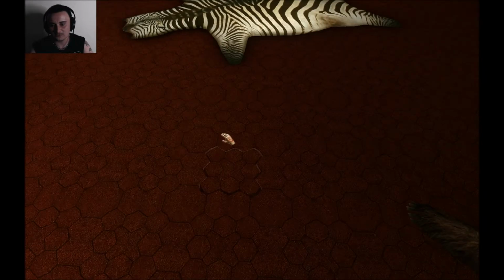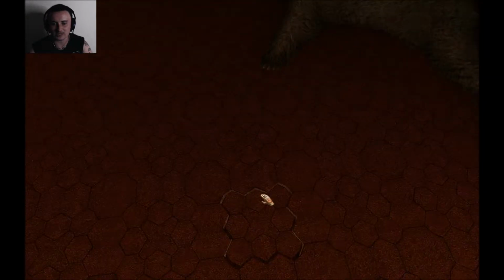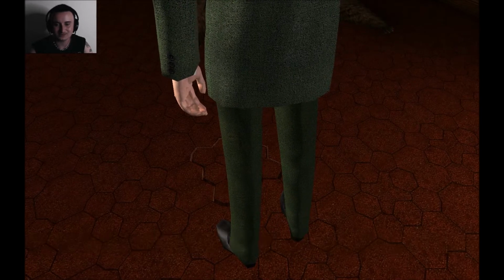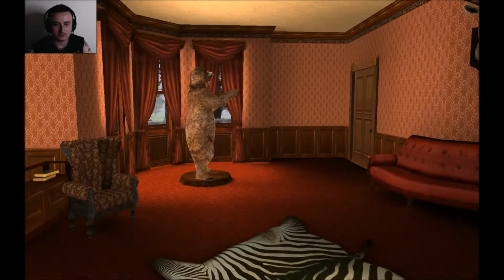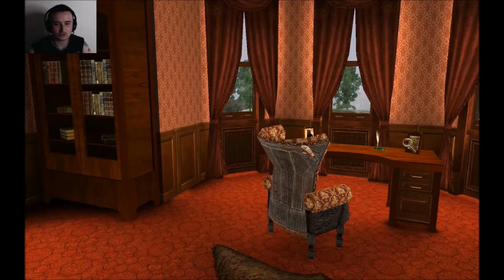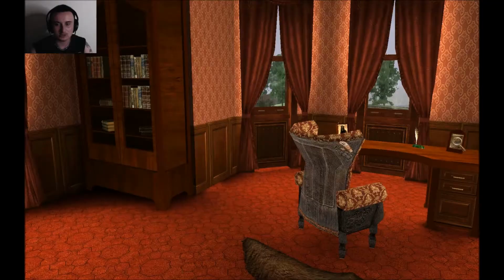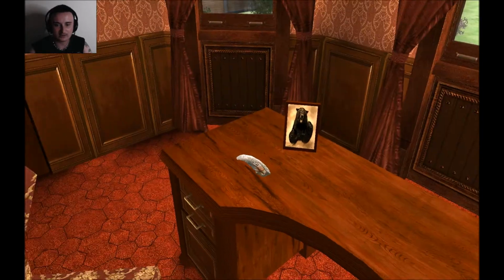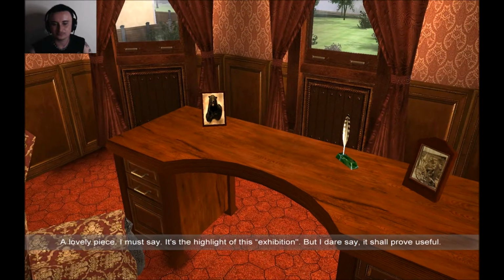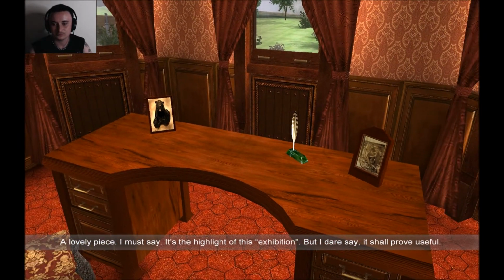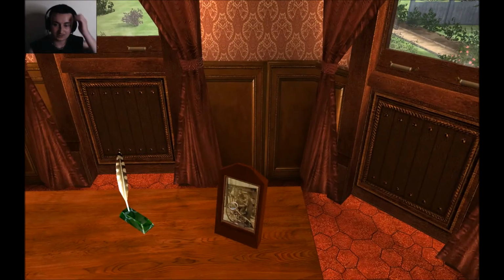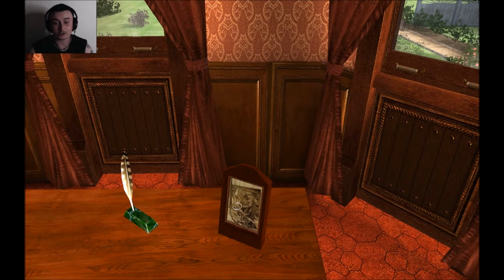There's a spot here on the floor that's actually part of the mechanism. Ingenious. Standing on the stone activates some mechanism. Yes. And then over here we have a few things. That's the door. I don't need to go there yet. We have... What is this? A lovely piece. I must say it's the highlight of this exhibition, but I dare say it shall prove useful. It is the horn to the, I believe it's a ram or a goat over there.